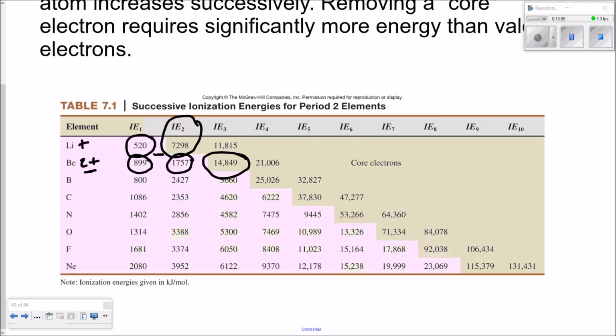Okay? And if you look over here, we've got these core electrons. Anything that's a core electron is going to be significantly harder to remove than valence electrons. So if you notice the numbers, the energies required to remove them are extremely high.